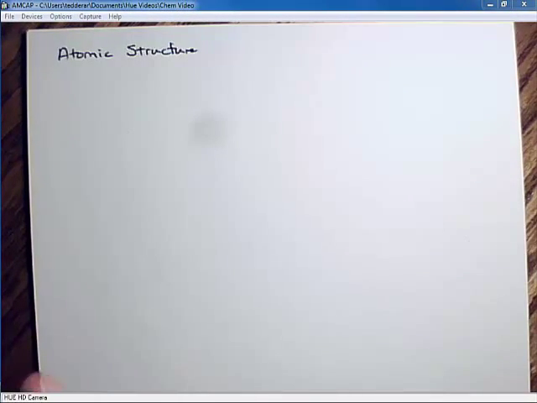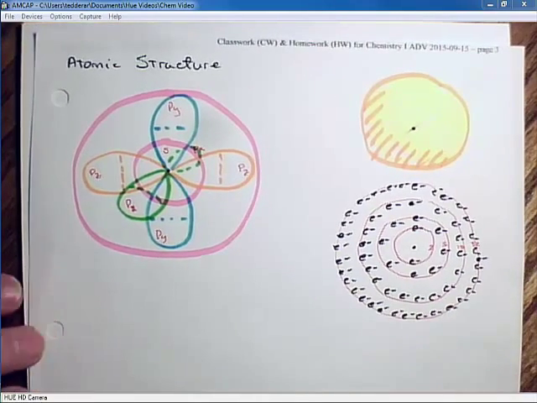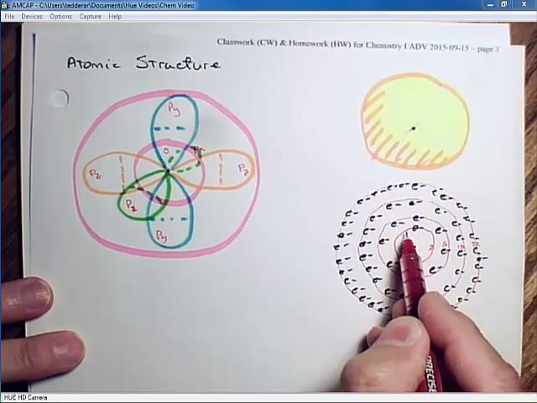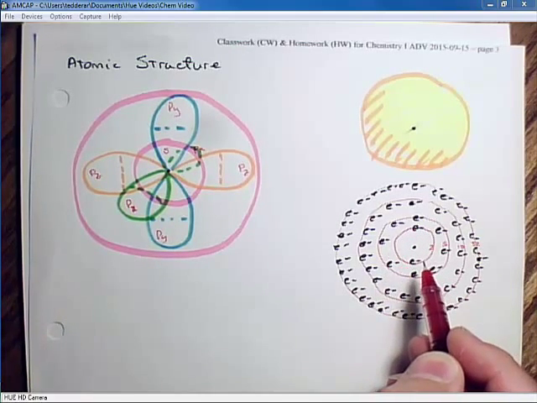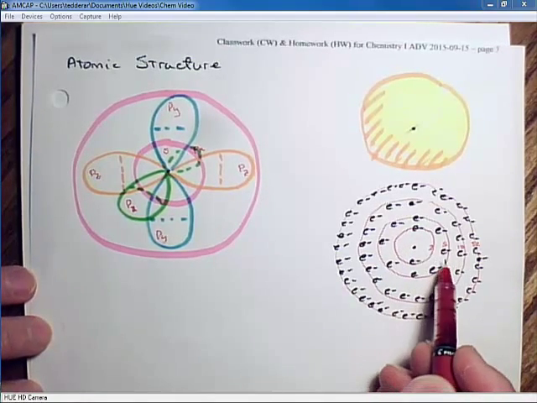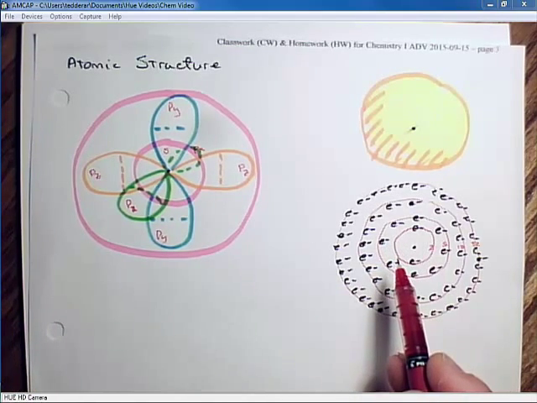Let me go back and review a little bit and bring you up to speed on where we are. We've been doing this for several lessons now, looking at subatomic structure. We started out by looking at what you should have learned in physical science about the electron cloud: that there is a layer, a spherical shape, where you have up to 2 electrons, and then a next layer which is up to 8 electrons, and these are called energy levels.